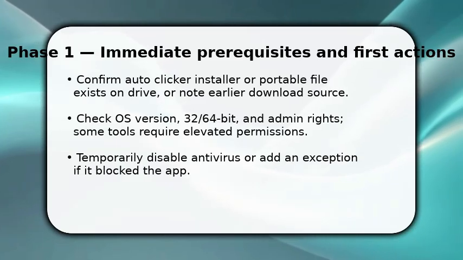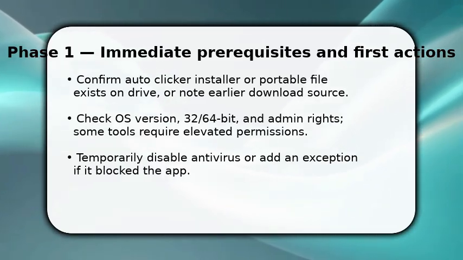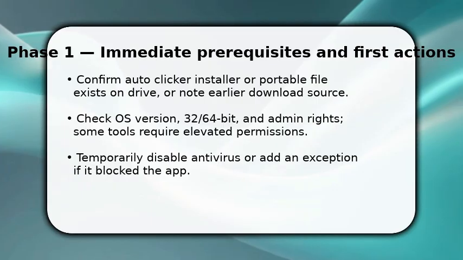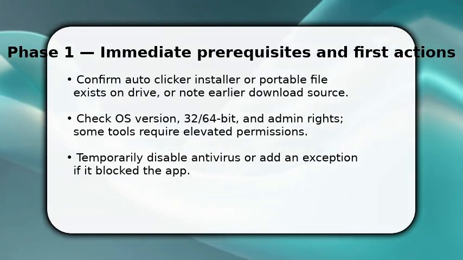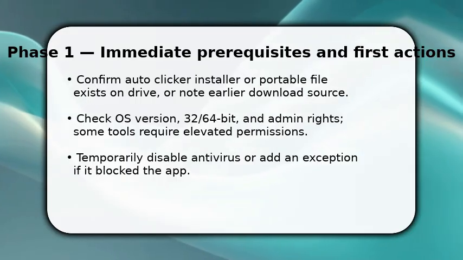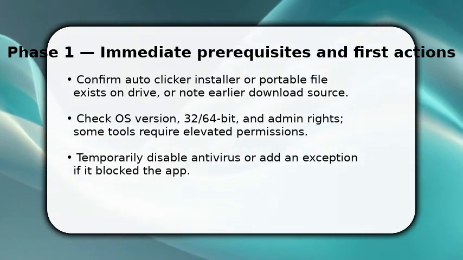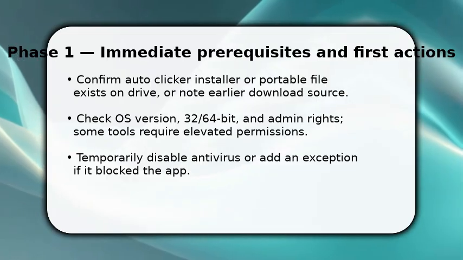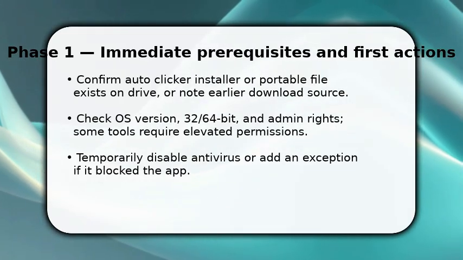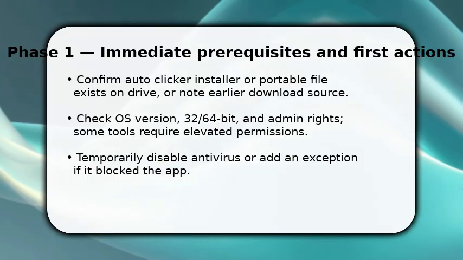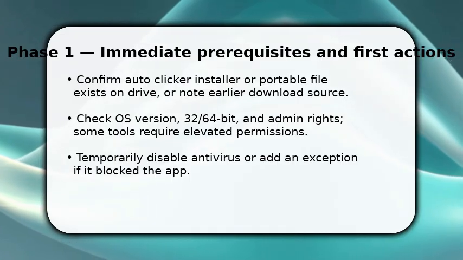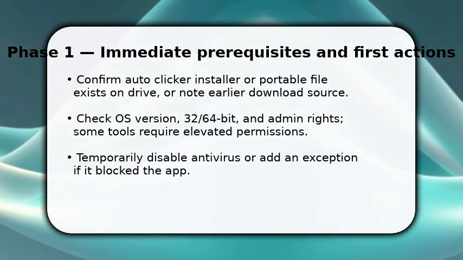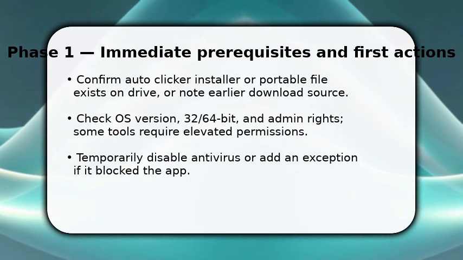Enjoy the video. You begin by confirming essential prerequisites so you don't chase false leads. First, verify the installer or portable file is on your drive and note where you originally downloaded it. Next, make sure your OS version and 32 versus 64-bit match the app and that you have admin rights to install. Once done, temporarily disable antivirus or add an exception. Malware scanners often quarantine clickers. If you see a quarantine log, restore the executable before proceeding.